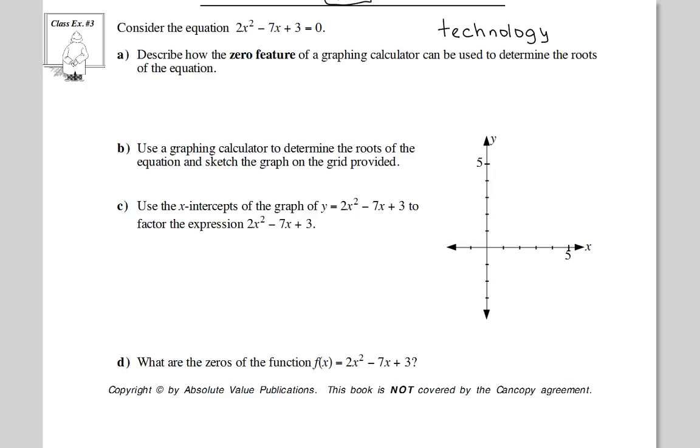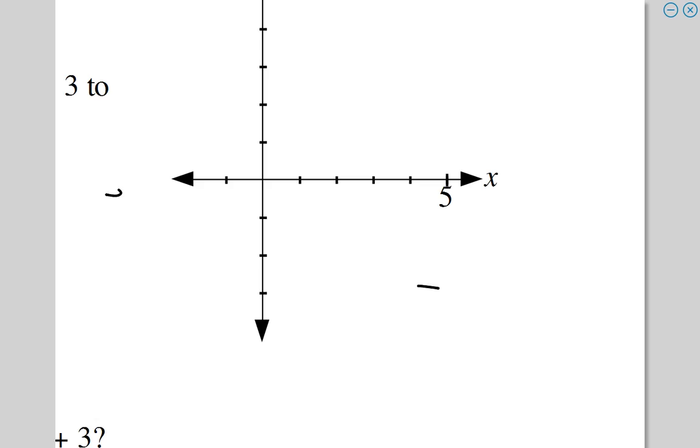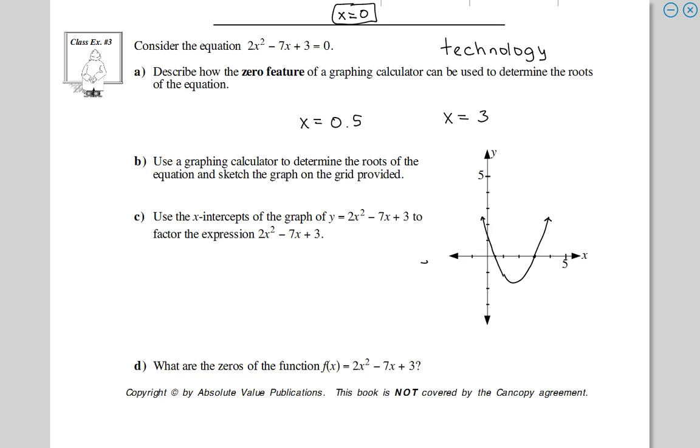Okay, let's make sense of these answers. So we used the 0 feature. We got x equals 0.5, x equals 3. You guys agree? And then we're just going to sketch this. There was a 0.5, a 3, and I think it did something like this, right? So put the x-intercepts at 0.5 and 3, give it a nice little U shape, and there's your sketch.